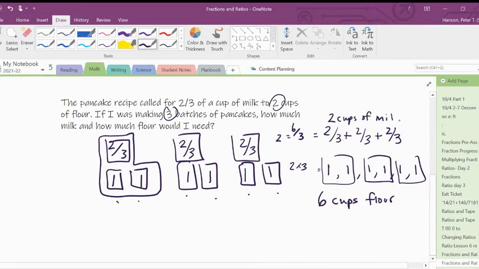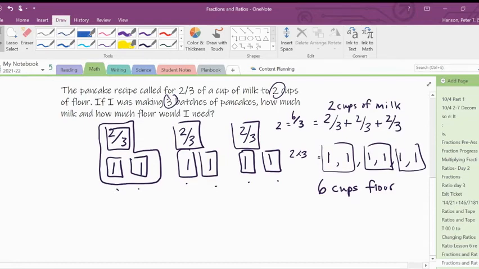What if I went the other direction? Instead of saying it was going to be 3 batches of pancakes, I only wanted to make half of a batch. So if I wanted half of one batch of my recipe, because my first batch is 2/3 of a cup of milk and 2 cups of flour, maybe I'm not making it for as many people.